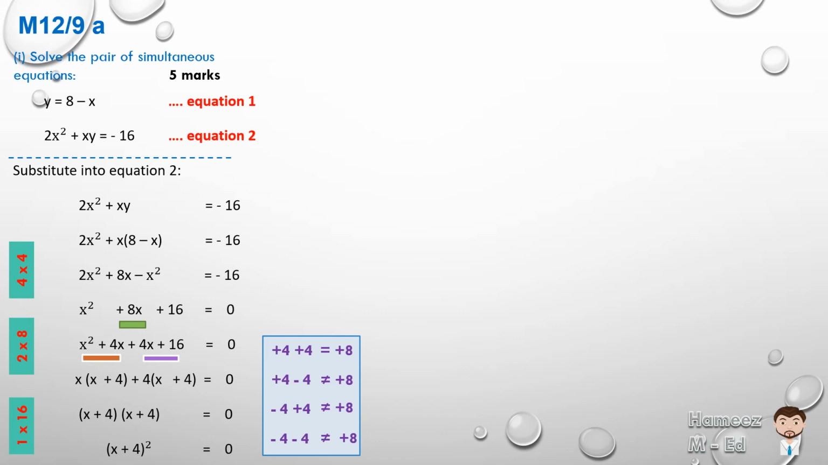So in order for our bracket squared to be equal to 0, that means the bracket itself is equal to 0. So x plus 4 is equal to 0, which means that x is equal to, carry the plus 4 across, so x is equal to minus 4. Let's substitute x equal to minus 4 into one of the easier equations out of equation 1 and 2. So that'll be equation 1.